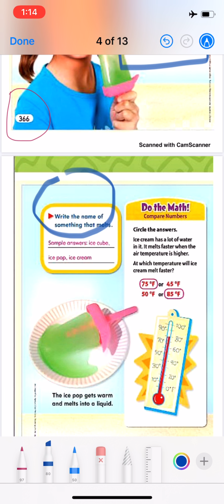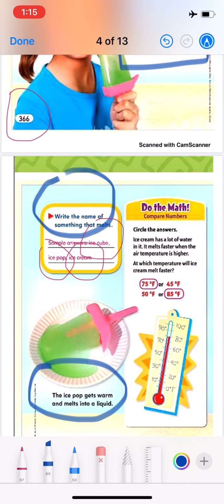Now, right here they ask us to write the names of something that melts. Now, let's think of something. Can fruits melt? Of course not. We will think of something liquid or something icy that can change into liquid. Like the ice cube and the ice pop and the ice cream. These are three kinds of things that can melt when we take them away from the freezer. Look at the example that we have in here. The ice pop gets warm and melts into liquid.